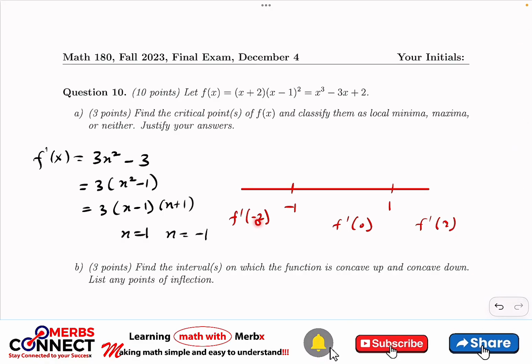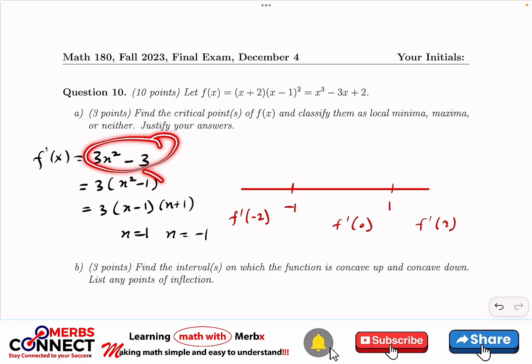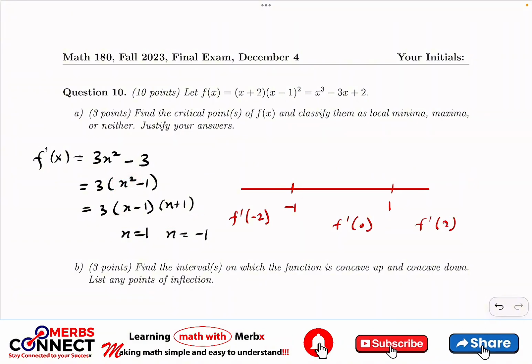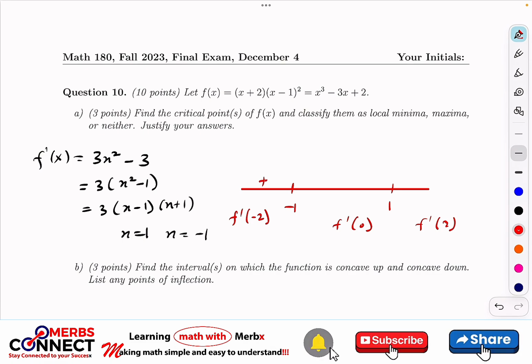Plug in minus 2 inside f prime, and let's see what we are going to get. So minus 2, this is f prime, this is also f prime, this is also f prime. Any of them works. So when I plug in minus 2 here, or here, minus 2 here is going to be minus, and minus 2 here is going to be minus. Minus minus will be positive, so this is positive and increasing.